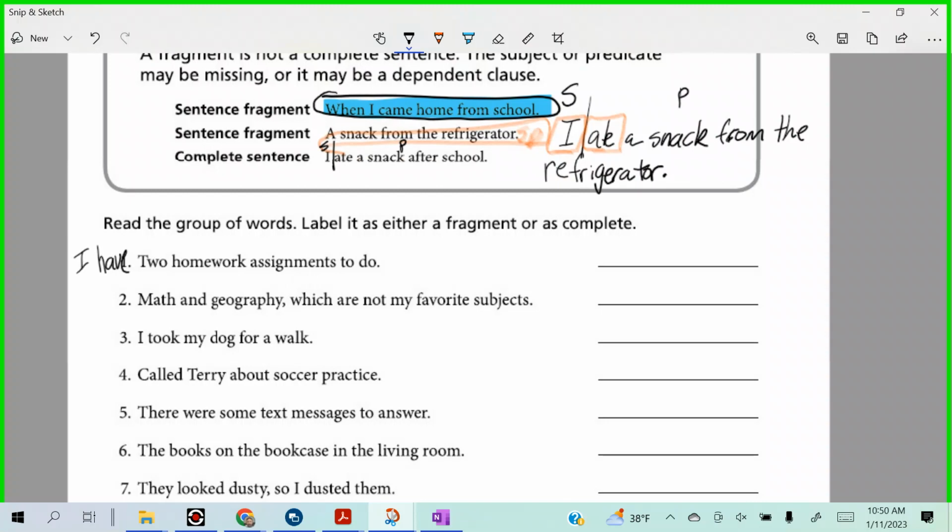Now, let's take a look at this. I have 2 homework assignments to do. What's the subject in that one? I. What's the predicate? Have. Have is the simple predicate, yes. And the whole predicate is the whole thing, right? But does it have those? No, it doesn't. We had to add them. So it didn't have a subject. It didn't have a predicate. So is it a fragment or complete? Fragment. Write it in. Let's look at the next one. Math and geography, which are not my favorite subjects.